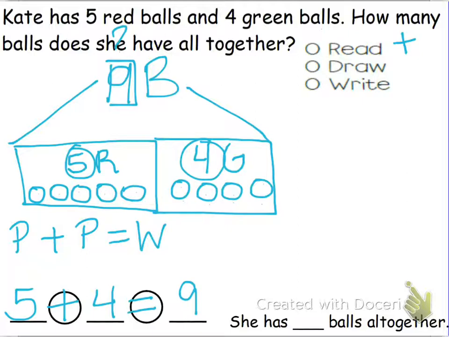Okay? So, we read it. We drew because we chunked it. We wrote our number sentence, but we still haven't finished because we have to do our statement. So she has blank balls all together. How many balls does she have all together? Well, she has 9 all together.